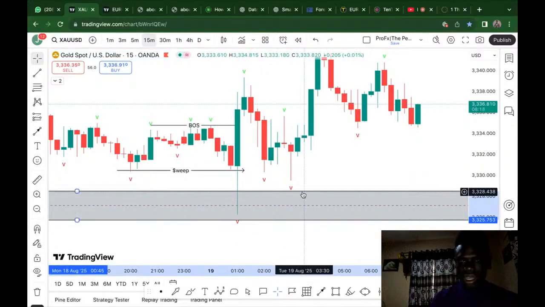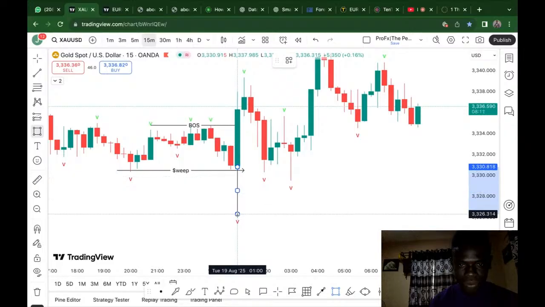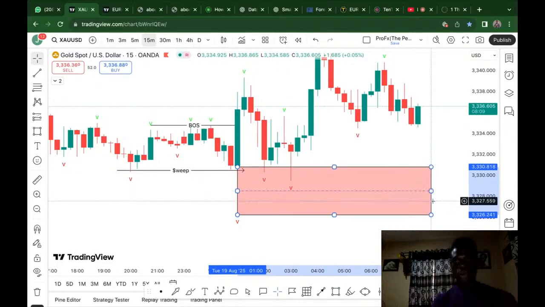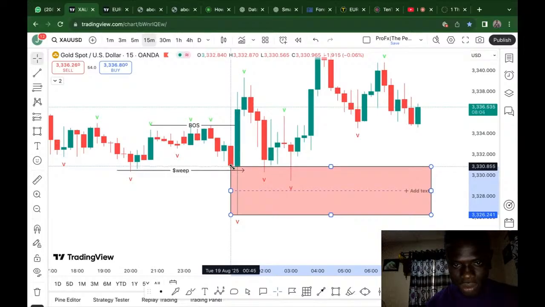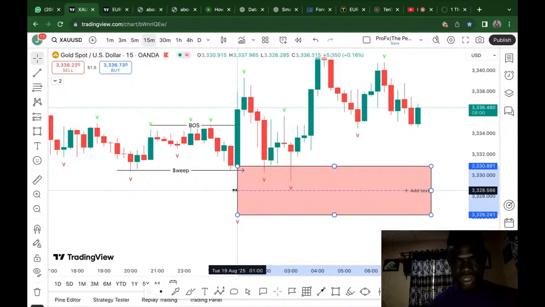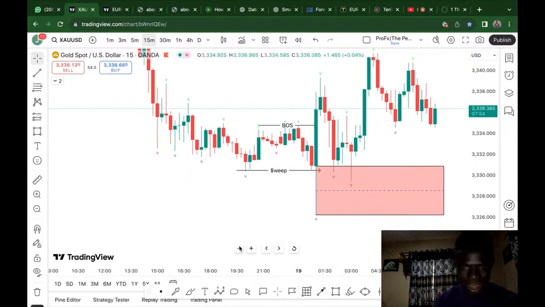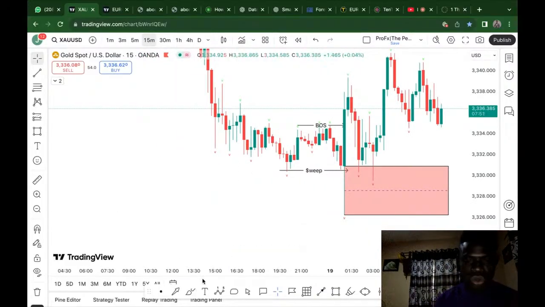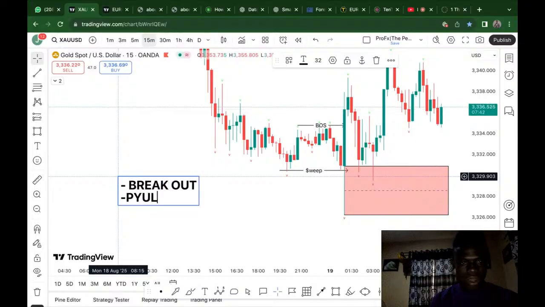So what I'll do is mark the wick from the top to the bottom, extend it, and go to my lower time frame of 5 minutes. And let's see the magic. Because I want price to retrace. After a breakout, I expect to see a pullback. These are little things we should understand in market structure. Market structure has two characteristics: we have the breakout and we have the pullback.